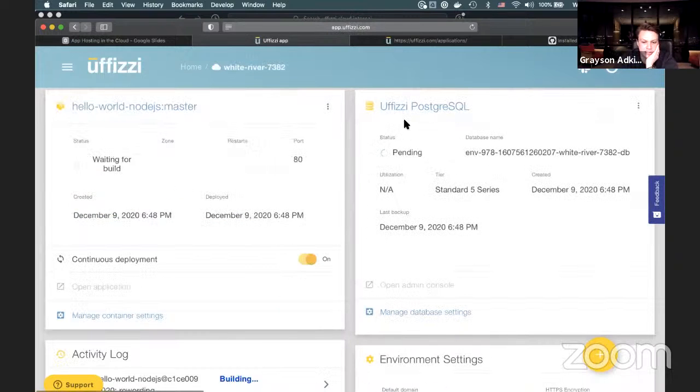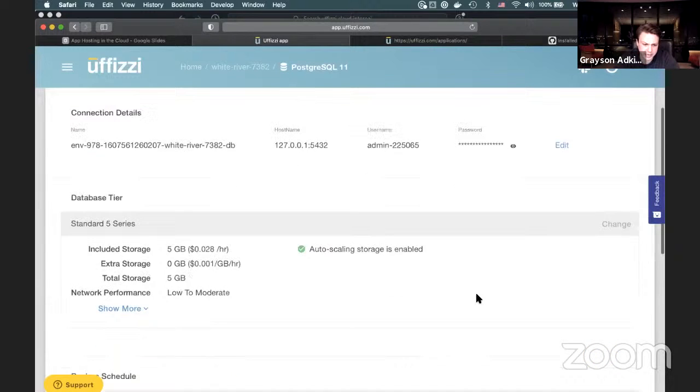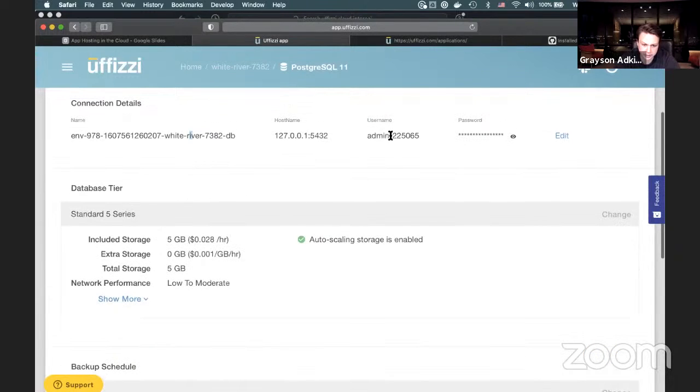In addition to that, as I show, we've got a Uffizzi Postgres instance standing up, and this will take a few minutes to configure. But once it's up, you'll see that there's an admin console, a GUI that you can go in there and create tables and users and that type of thing within your Postgres instance. And I can also configure my database settings. I can see how to connect to it here, etc.